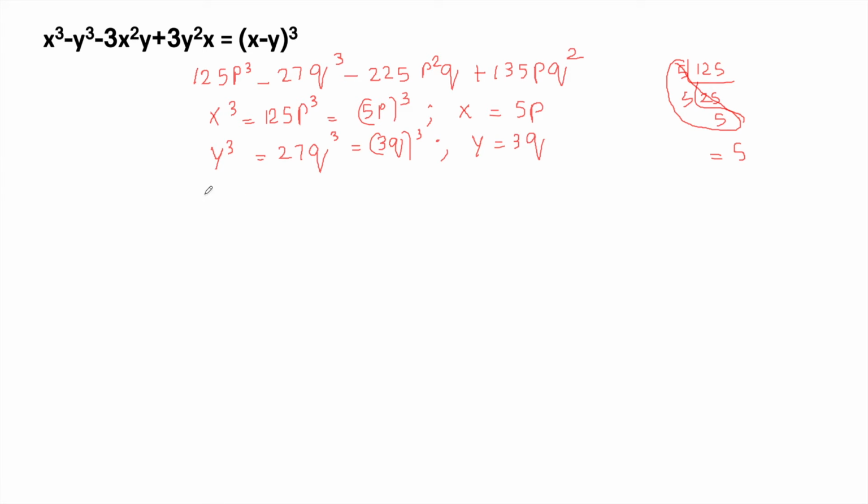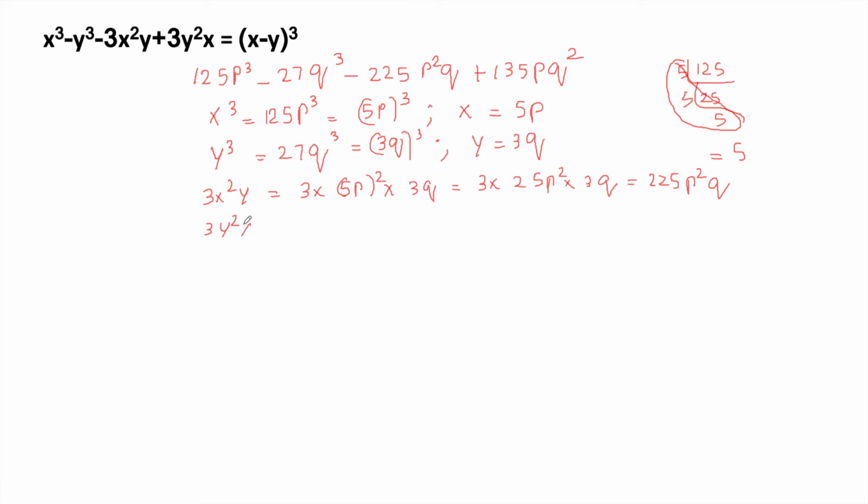Now you can verify 3x square y as 3 into x square, which is 5p the whole square, and y is 3q here. That means 3 into 25p square into 3q, which is equal to 225p square q.